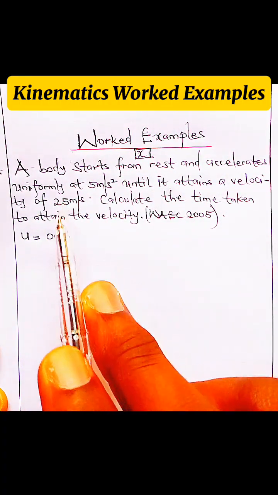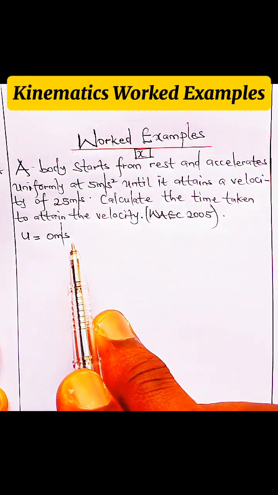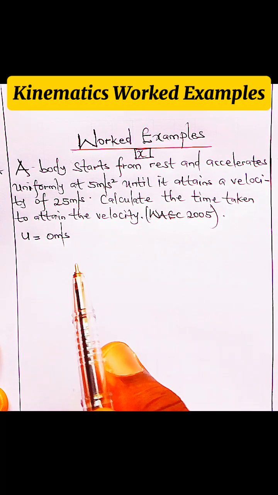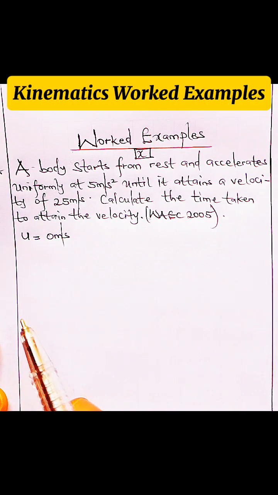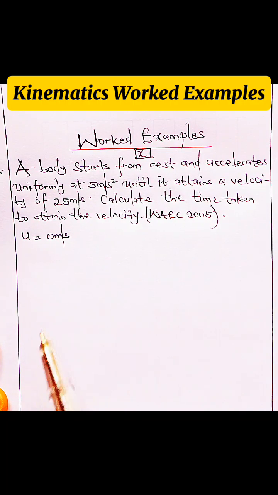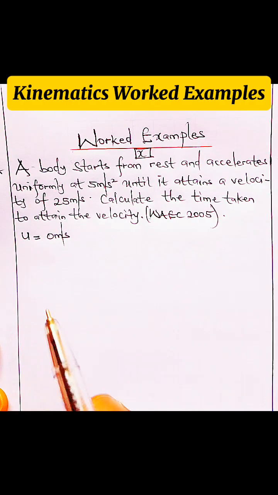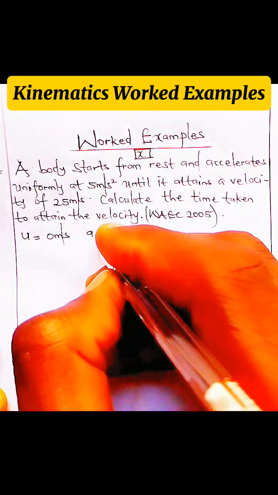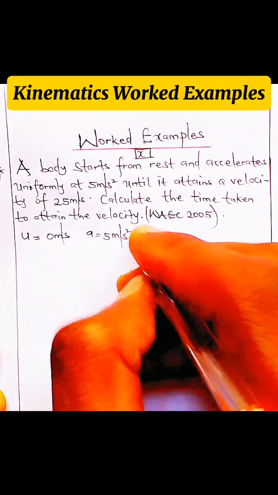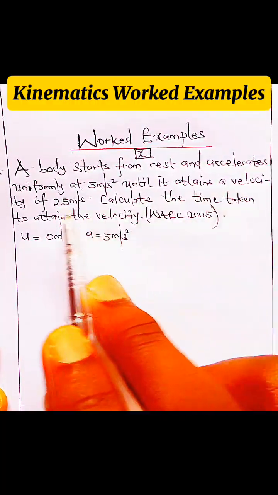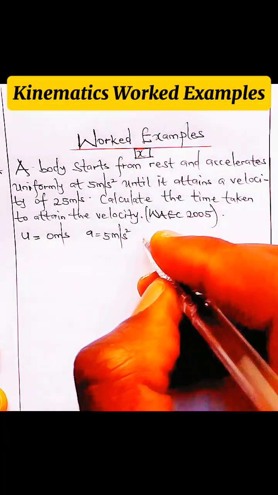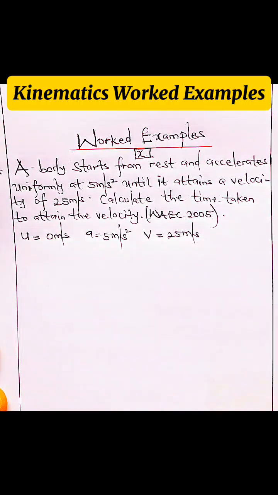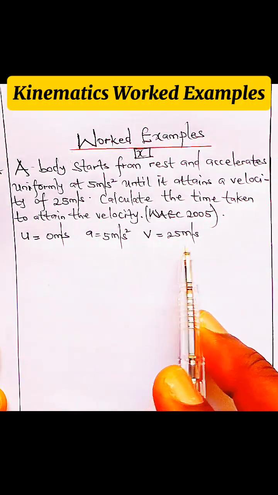And it accelerates uniformly. In the previous exposition, it was mentioned that constant or uniform acceleration simply means there's a maintenance of that very given acceleration. That means there's no change. It's been maintained over that period of time. So the acceleration is uniform, and acceleration is 5 meters per second squared. You have to state them all out, until it attains a velocity of 25 meters per second. So this is the final velocity, v, 25 meters per second. Don't forget, acceleration is in meters per second squared and velocity is in meters per second.